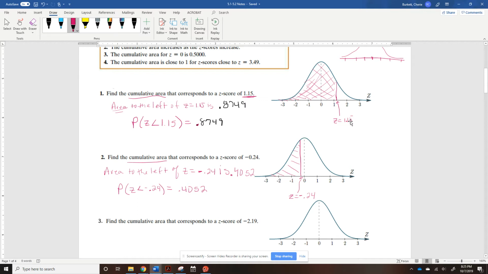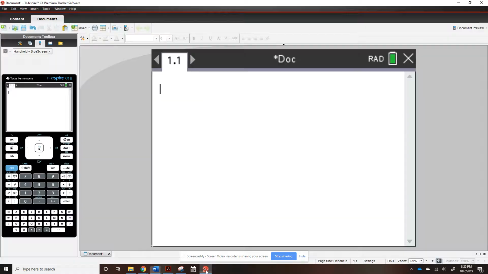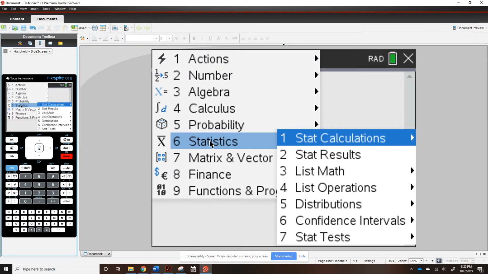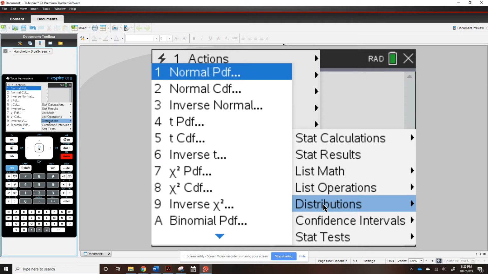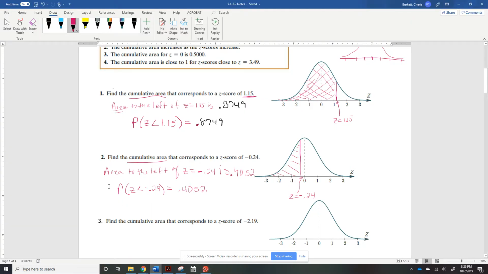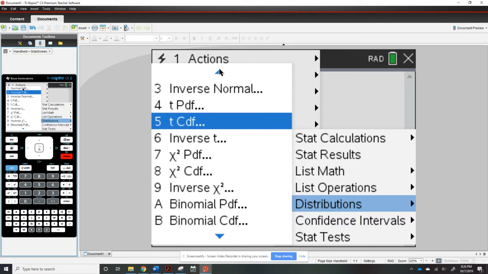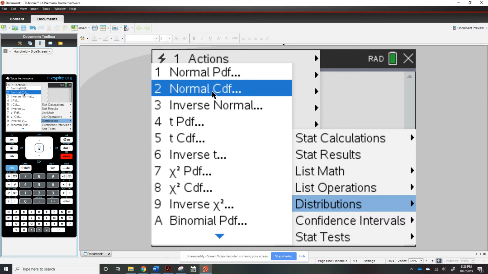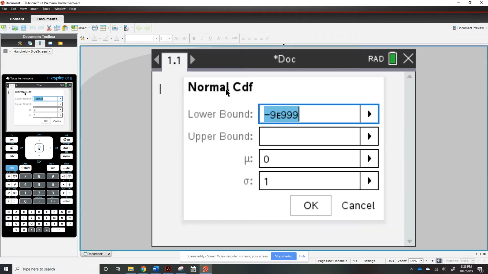You need 4 pieces of information on the calculator: starting place, stopping place, your mean, and your standard deviation. If all you're doing are z-scores, your mean's going to be 0 and your standard deviation is 1, because that's what is true for the z-score. So on your calculator, you need to go to menu, 6, and we're doing a normal distribution. And we're doing a cumulative distribution. How do I know? Because it says cumulative area. So we're going to choose normal cumulative distribution.